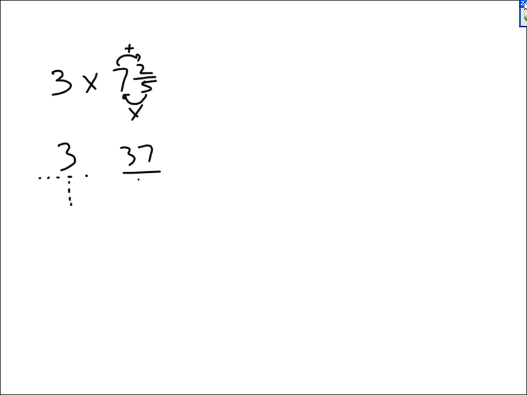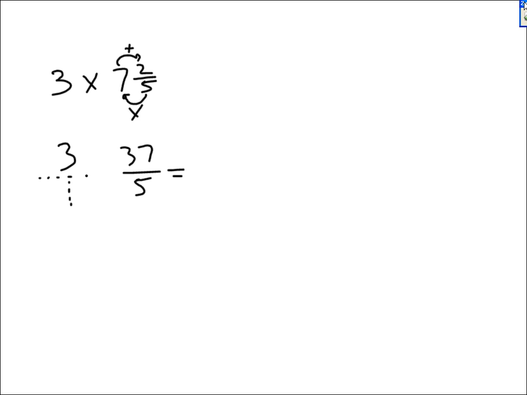So, when you study, it's good to do problems, but you also need to know what the rule states. To multiply mixed numbers, we convert each mixed number to a fraction, and we multiply, canceling out if need be. 3 times 7 and 2/5. Well, 3 is fine. If you like, you can say it's 3 over 1. That's a matter of taste. 7 times 5 is 35. Plus 2 more, 37 over 5.